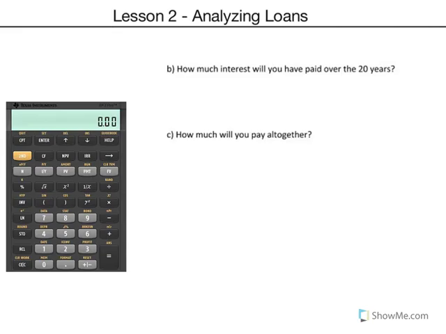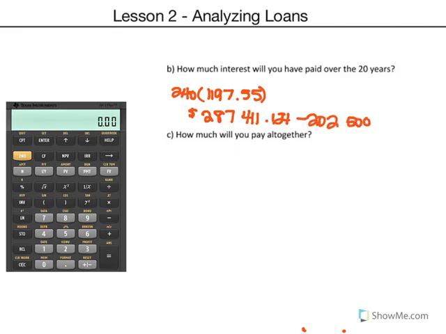So we need to figure out the total cost. So we are making 240 payments of $1,197.55. And that comes to be $287,411.64. And that's minus the original loan of $202,500. So altogether you're paying $84,912.